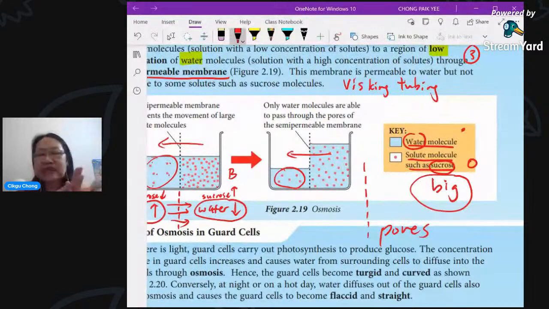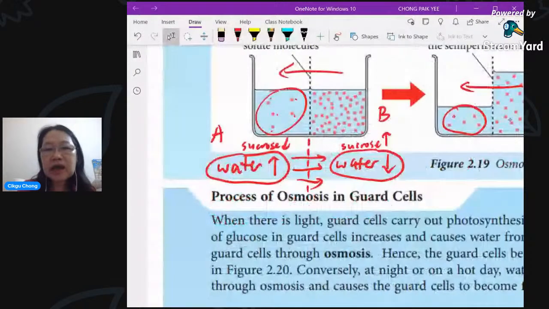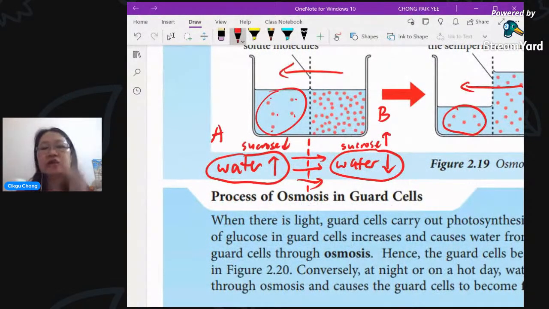Water is small enough to pass through, but sucrose is too big and cannot pass through. That's why you call it semi-permeable. Semi means half, or you call it selectively permeable. Selective means you can choose: certain things can pass through, certain things cannot, usually because of the size. Sucrose so happens to be big and water is very small. So you will see that water will move in. Now this is osmosis. Osmosis always happens from more water to less water, from higher water concentration to an area of lower water concentration, through a semi-permeable membrane.